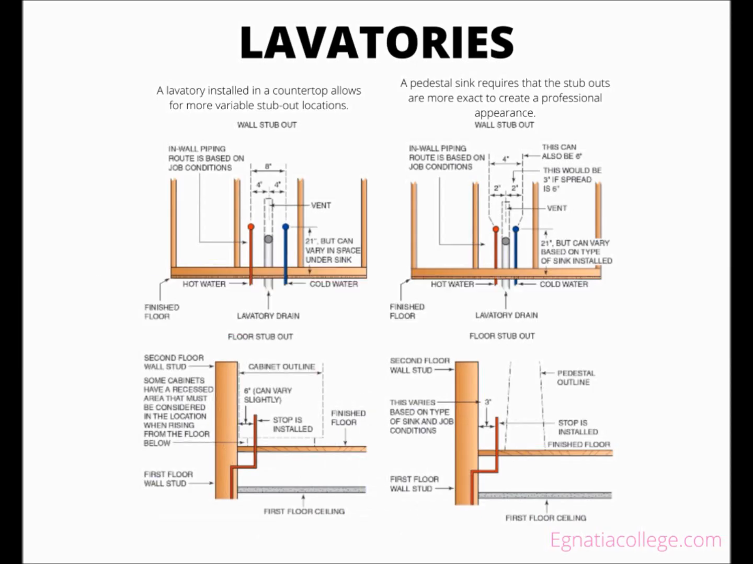The water stub-out is typically installed with an 8-inch spread for a cabinet-type sink. The stub-out for a pedestal sink usually has a 4-inch or 6-inch spread, so the isolation stops and flexible faucet tubing are more visually appealing. The maximum height for most lavatory water piping, regardless of its type, is 21 inches above the finished floor. As with many vertical dimensions, company preference and specific fixture types may vary.